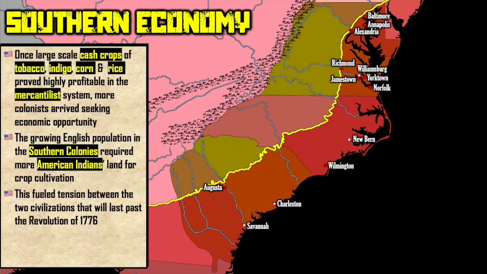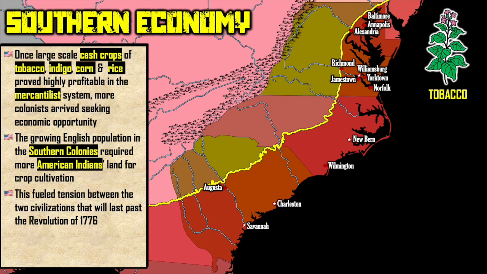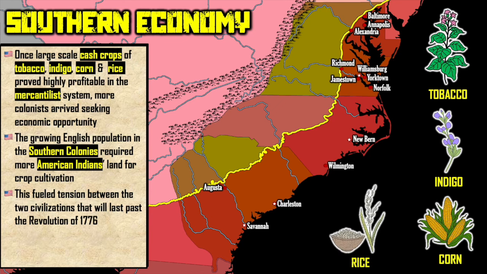Once large-scale cash crops of tobacco, indigo, corn, and rice proved highly profitable in the mercantilist system, more colonists arrived seeking economic opportunity. The growing English population in the southern colonies required more American Indian land for crop cultivation. This fueled tension between the two civilizations that will last past the Revolution of 1776. Interestingly, as we move towards the Revolution, the southern colonies will prove to be more loyal than the other two regions, though loyalty will vary greatly from citizen to citizen.